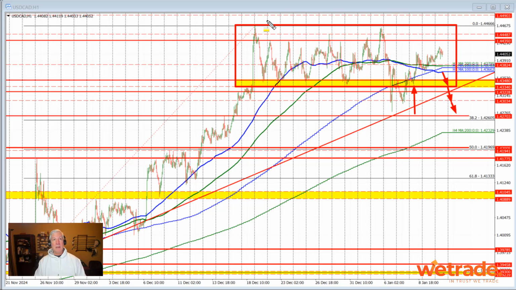This is a swing area on the top side. Getting above those levels is key. Getting above those levels will be more bullish. Moving below this level will be more bearish. So that's my look at these major currency pairs.